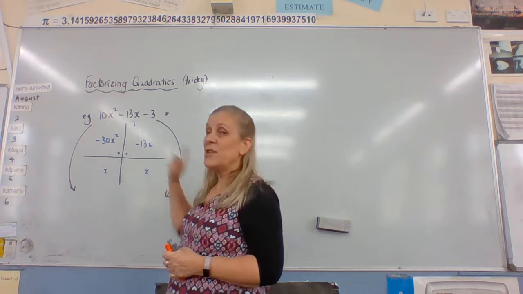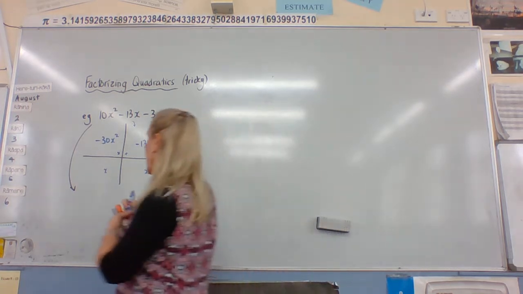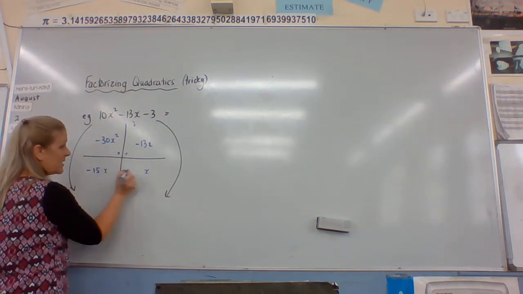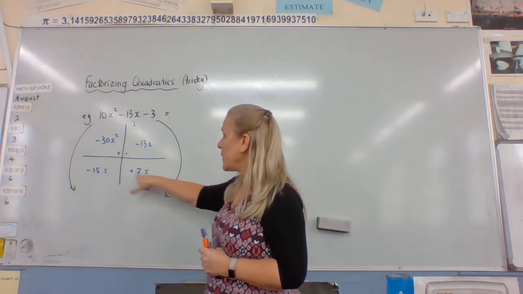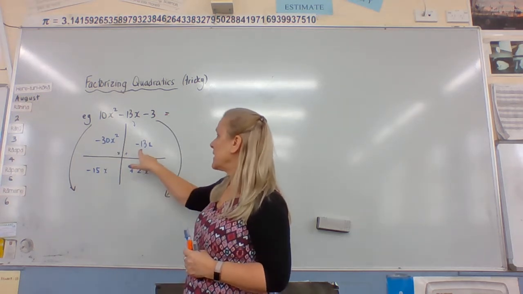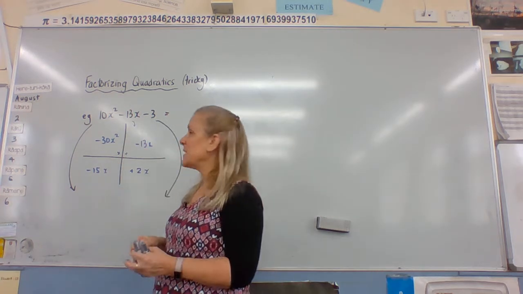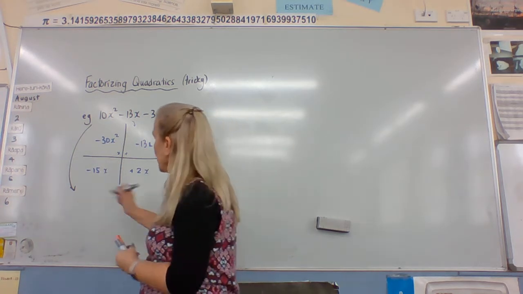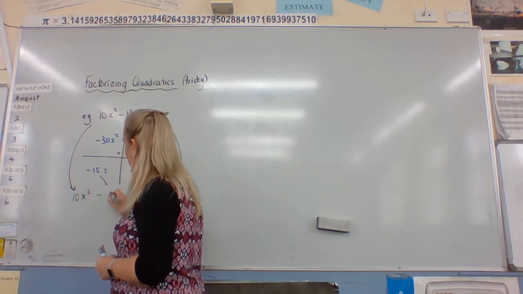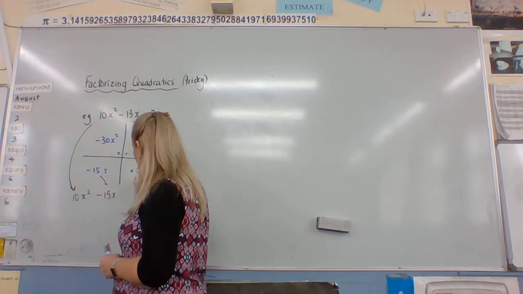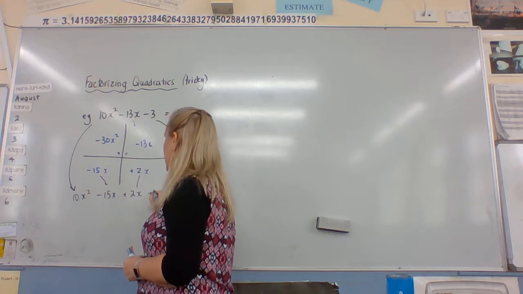But to get negative 13 out of 15 and 2, we only need the negative 15. So that's the one we want. Negative 15 and positive 2. So those two numbers multiply to give that and add together to give that. So we've got all our bits now. From our curtains, we bring down what's left at the top. So we've got a 10x squared, and we've got from here a 15x, and from here a plus 2x, and from here a minus 3.